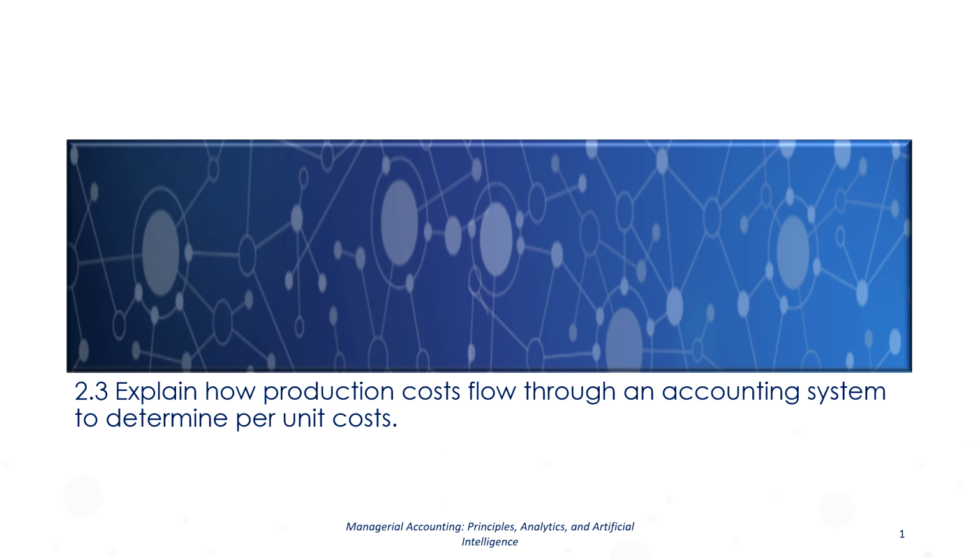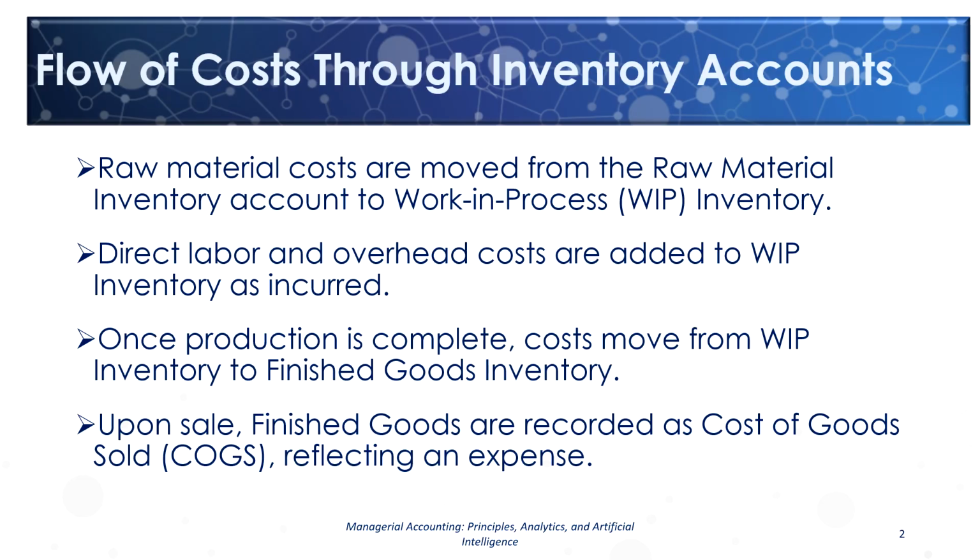Now we move on to learning objective 3, understanding how costs flow through the accounting system. This is one of the most important process concepts in the chapter. In a manufacturing company, costs move through inventory accounts before they become expenses. Here is the flow of costs.